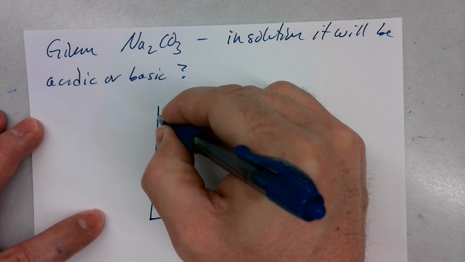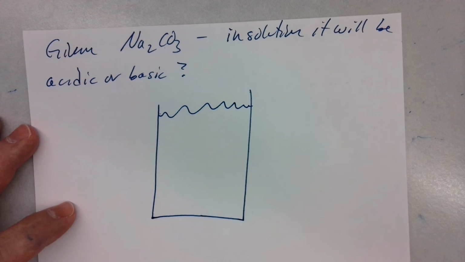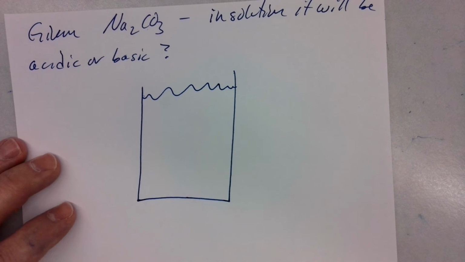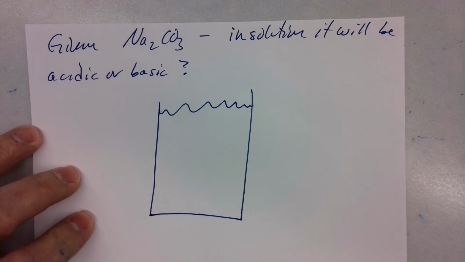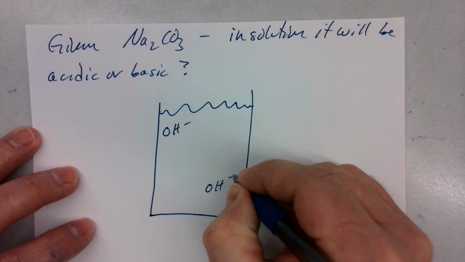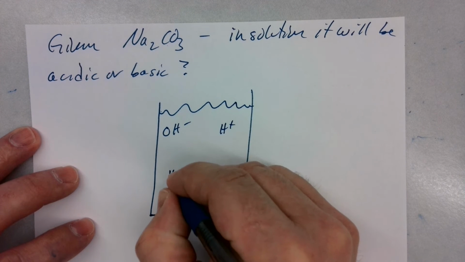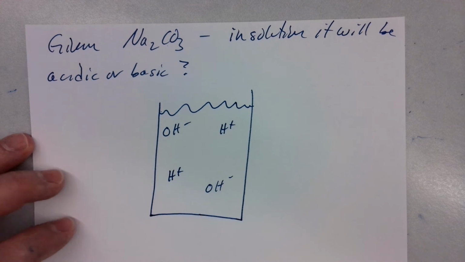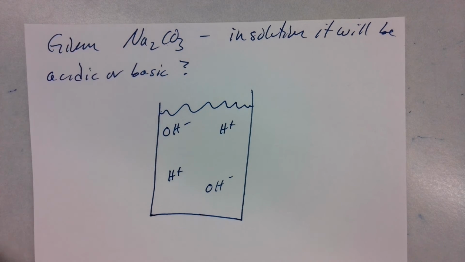Now look, what's already in my water besides water? What's floating around in there? I've got some OH negatives and some H positives. What am I going to put in there when I dissolve this salt?